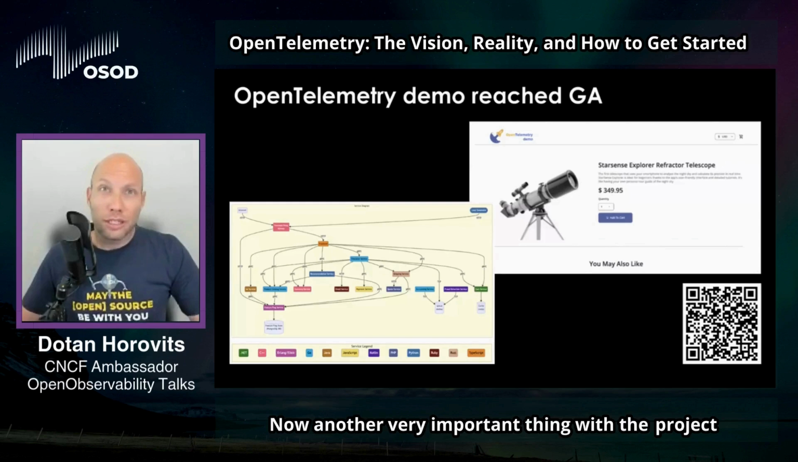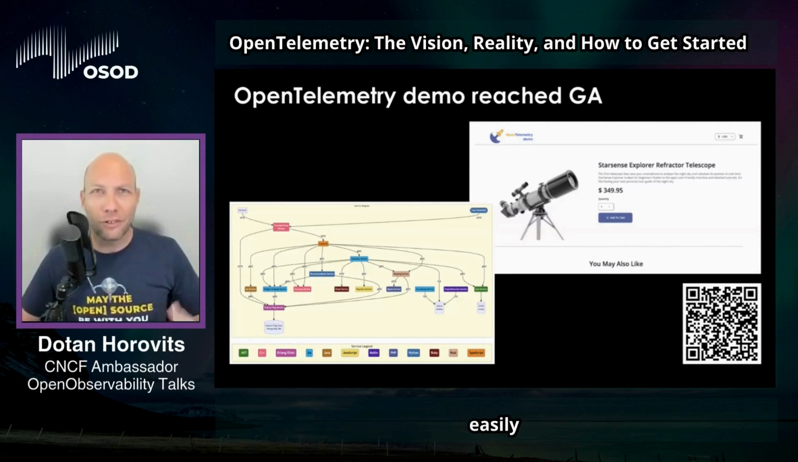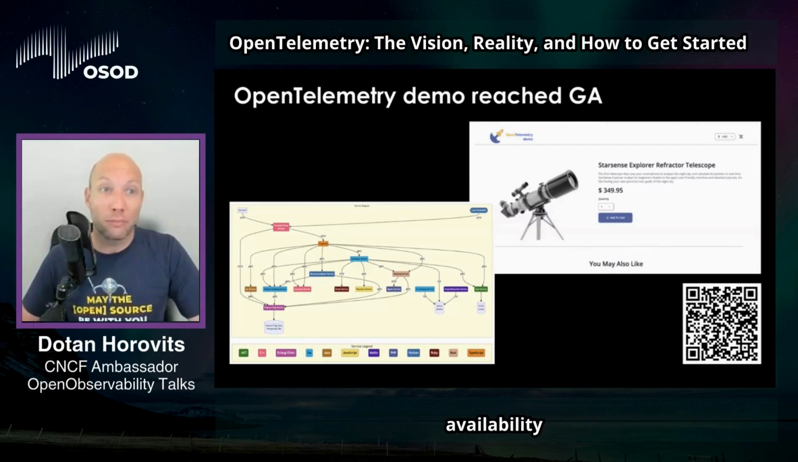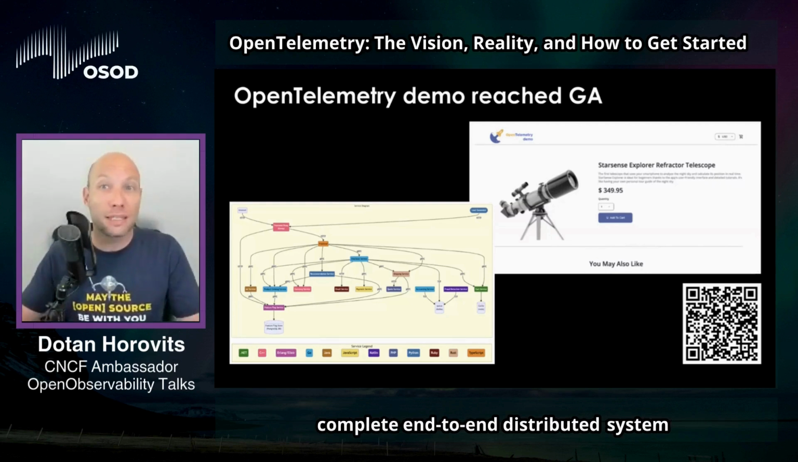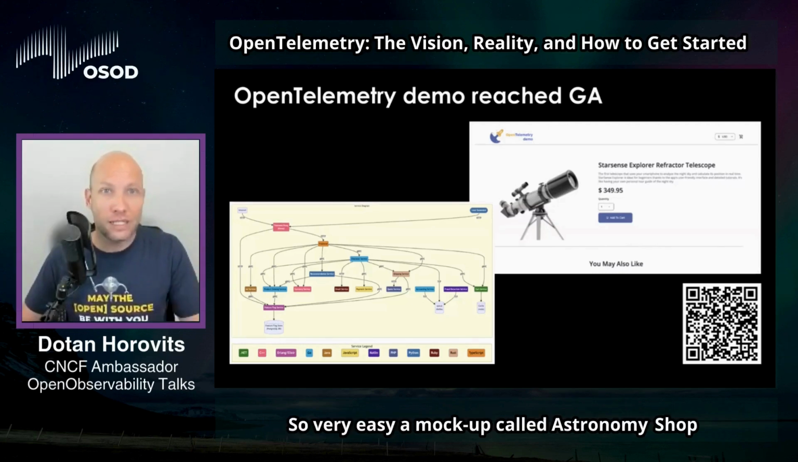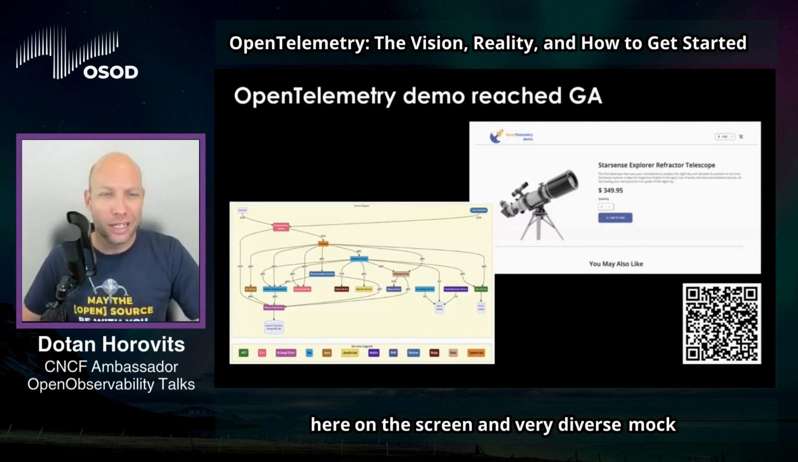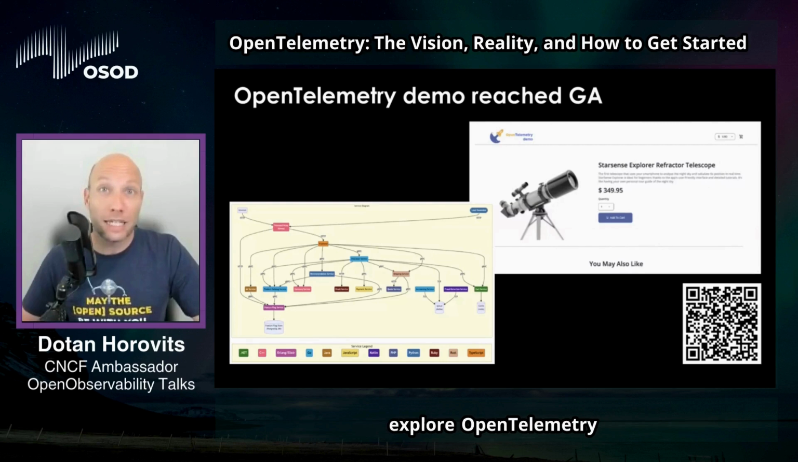Now, another very important thing with the project is the ability to ramp up new users and start very easily. And for that, the OpenTelemetry project launched a community demo that has reached general availability in the past year. With this demo, you'll be able to quickly run a complete end-to-end distributed system, instrumented 100% with OpenTelemetry traces and metrics and so on. So very easy. A mock-up called Astronomy Shop, essentially like an e-commerce shop, as you can see here on the screen, and a very diverse mock architecture that can really give you a way to easily explore OpenTelemetry.